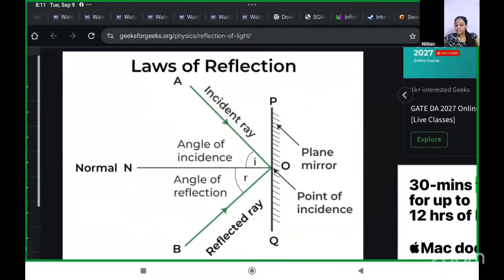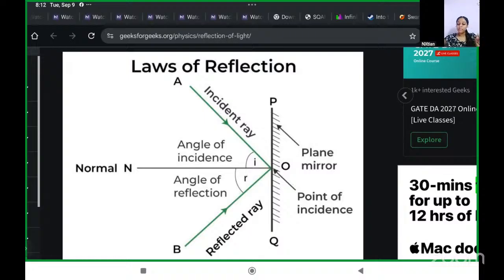Okay, this is a plane mirror PQ, and the line that is passing is the normal. The diagram is just tilted. The incident ray is hitting PQ, and the reflected ray is coming back. AO is the incident ray, OB is the reflected ray. Between the incident ray and the normal, angle I, the angle of incidence, is made. Between the normal and the reflected ray, angle R, the angle of reflection, is made.